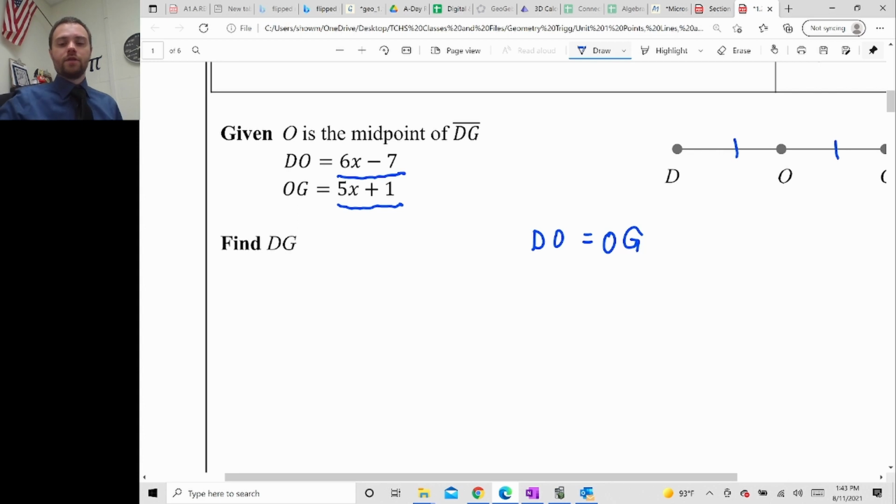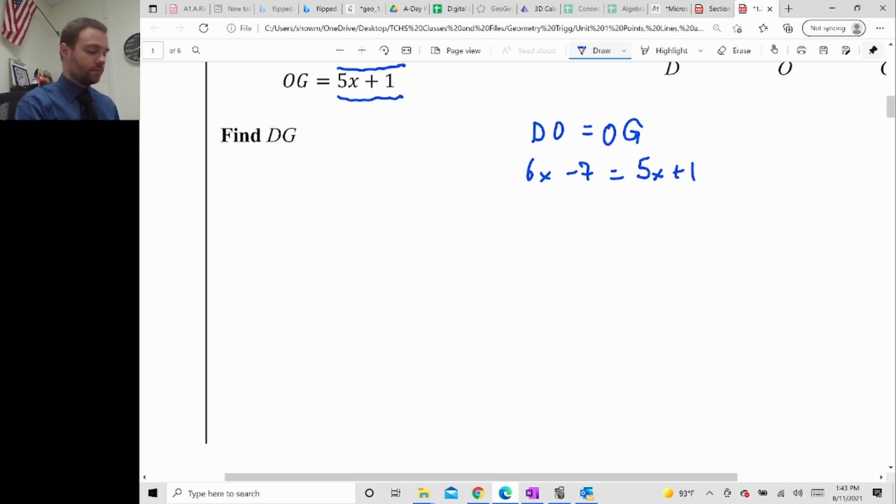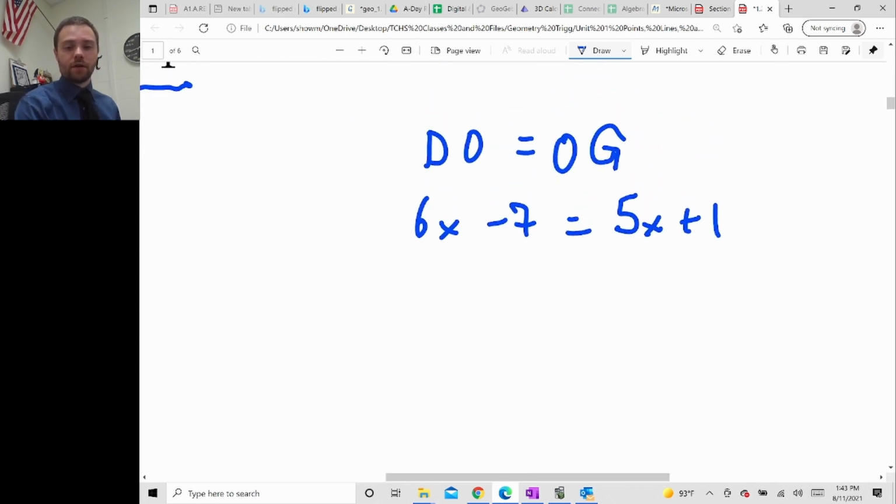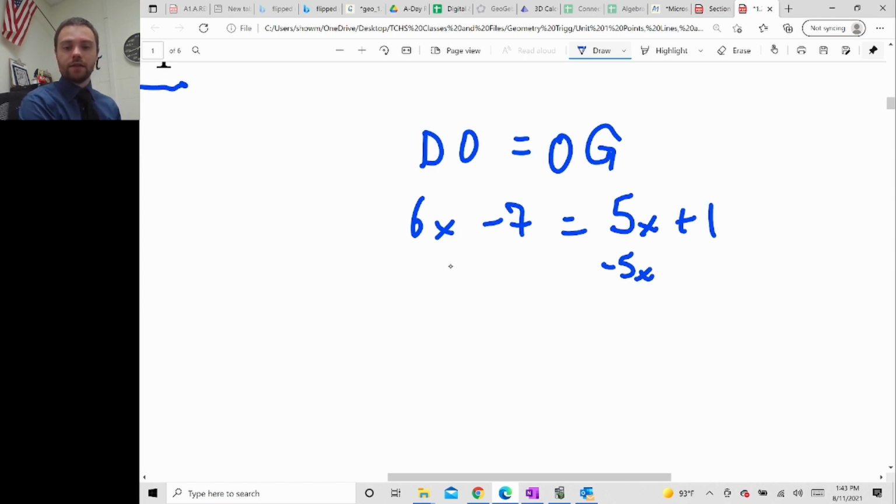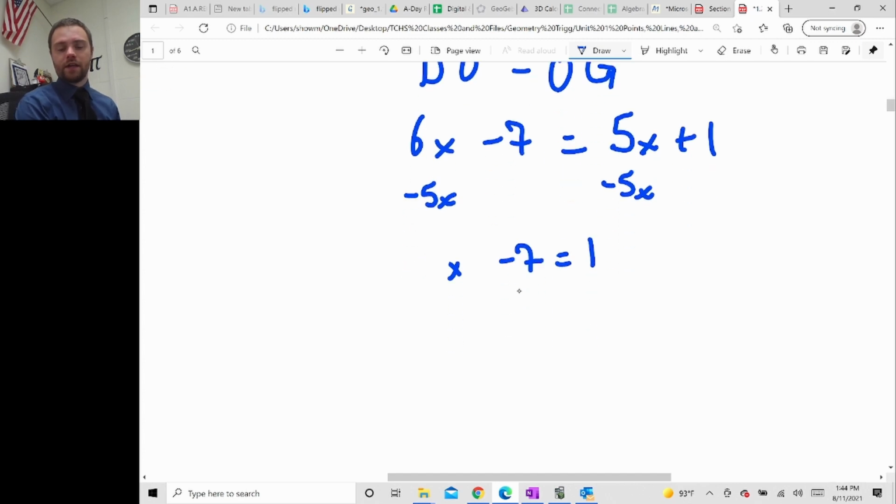So what we can do is we can use some of those algebra tools to solve this equation out. I can plug in 6x minus 7, or substitute it in for DO. So I can use 6x minus 7 equals OG, which is 5x plus 1. And from here, I can solve the equation. So I'm going to isolate the variable terms, get them on one side, so subtract 5x. So I get x minus 7 equals 1. Then I want to get rid of this negative 7, so I'm going to add 7 to both sides of the equation. So x equals 8.